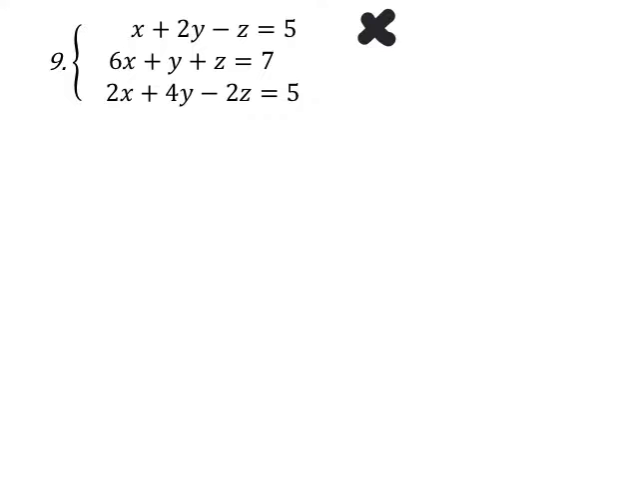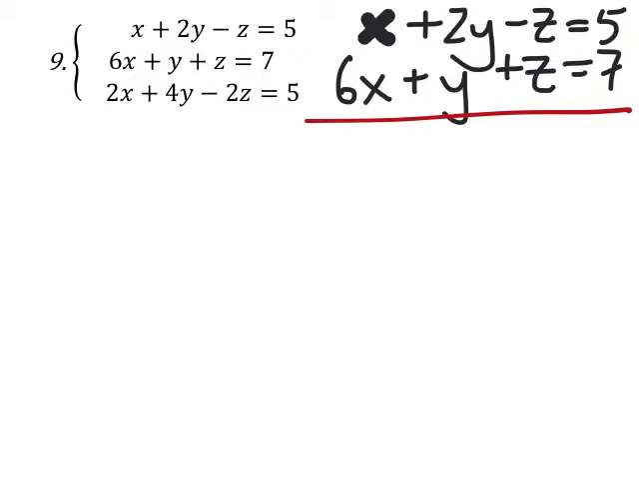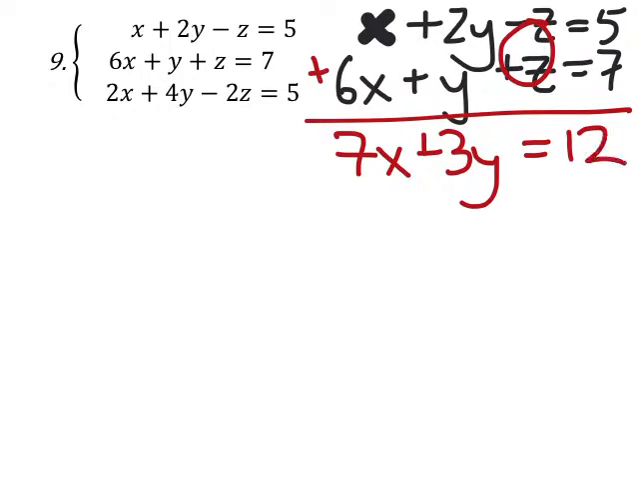We've got x plus 2y minus z equals 5. And beneath we've got 6x plus y plus z equals 7. Well, I can see very easily that I can eliminate the z's right here. So if I add these two equations, I would get 7x plus 3y, these eliminate, equals 12. That's our first equation.